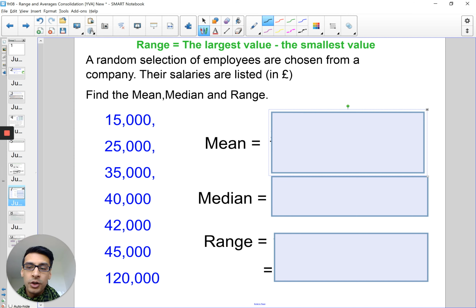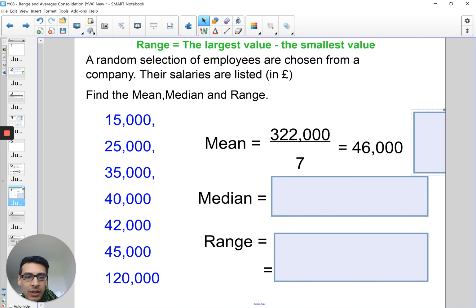Okay, so I'm going to go through this with you, and you can see that the mean, you just add them all up and divide by, you can see 1, 2, 3, 4, 5, 6, 7. You get £46,000. Now you have to remember to put the pound sign here because we are looking at money.